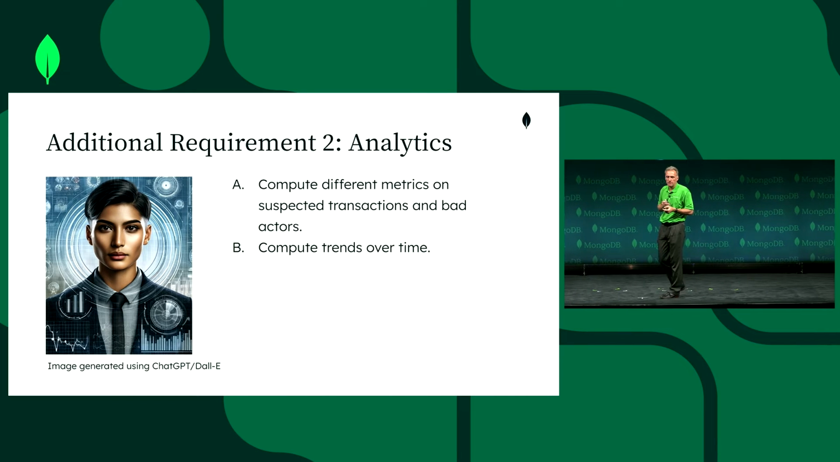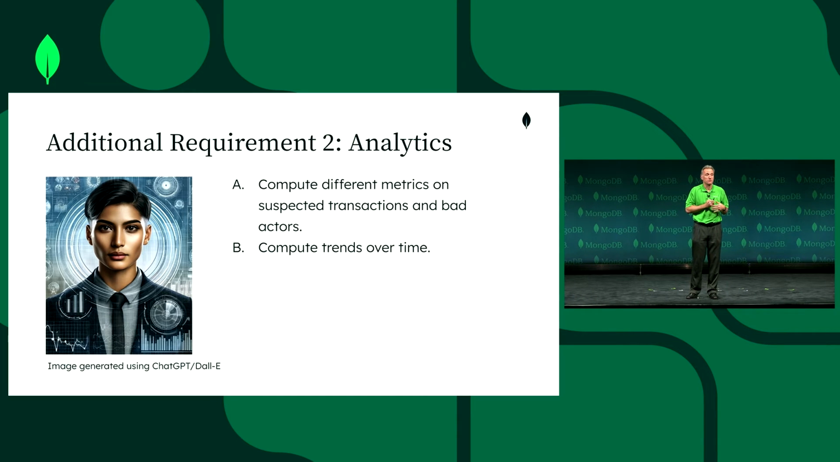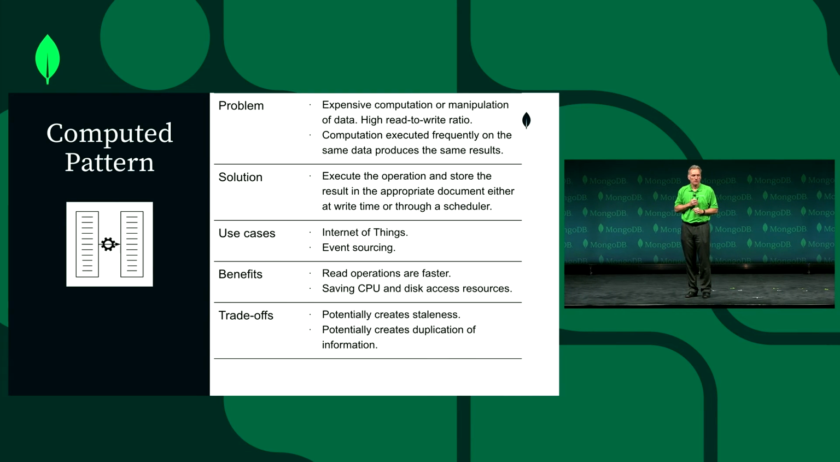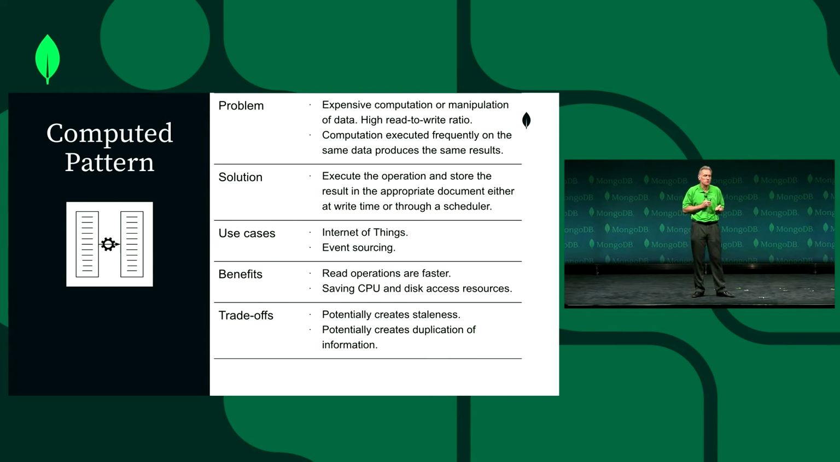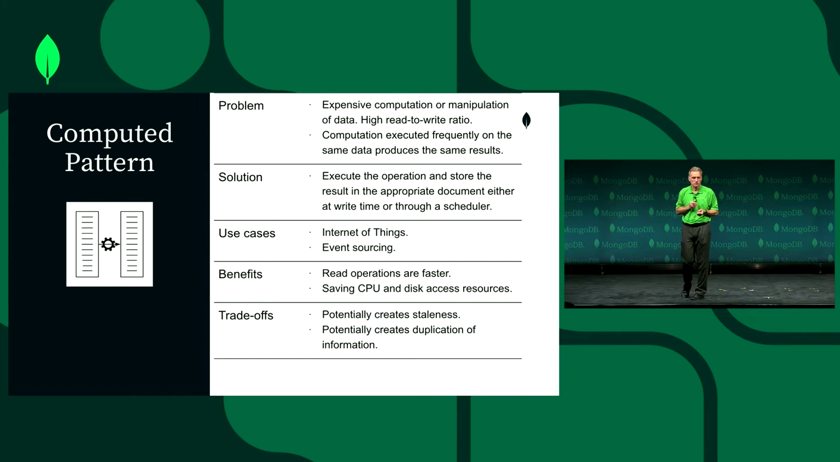Our second requirement is going to be about analytics. We want to compute different metrics on the suspected transactions, the bad actors, and we also need to compute trends over time. That's what we've been told. And for that, we're going to introduce another pattern. This one is called the computed pattern.